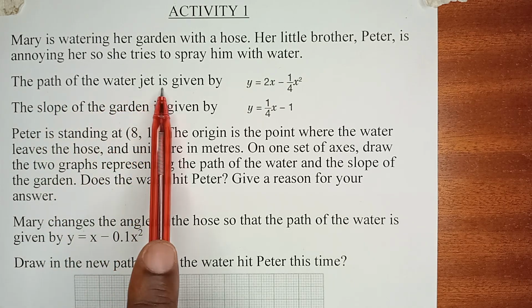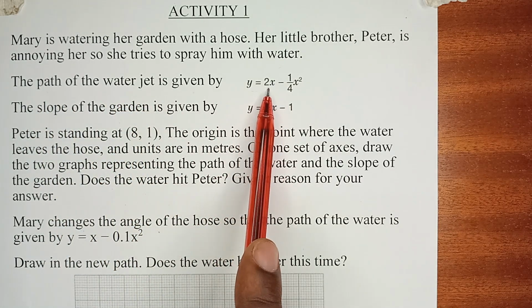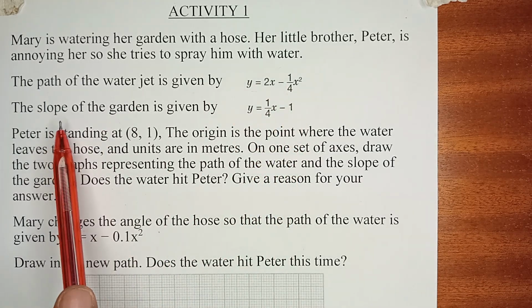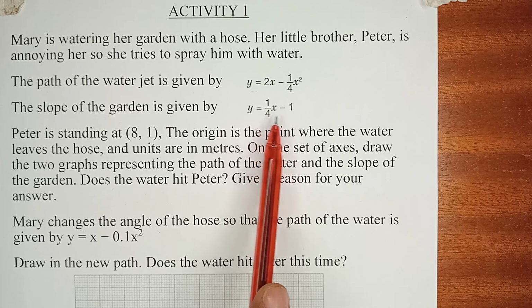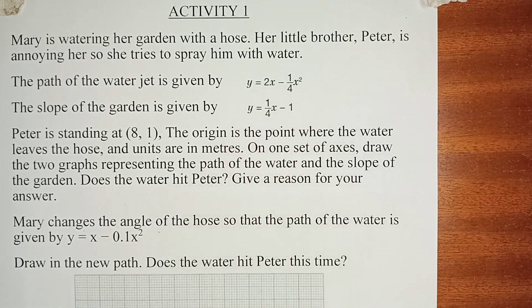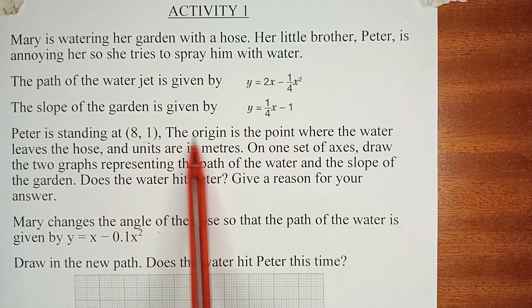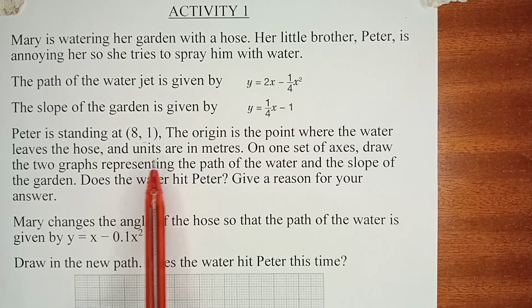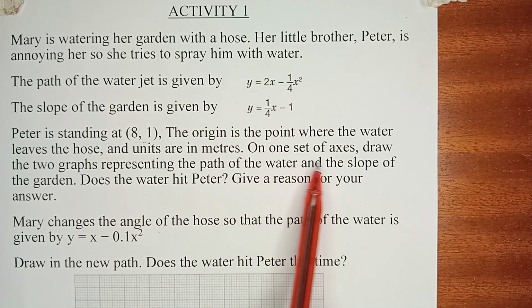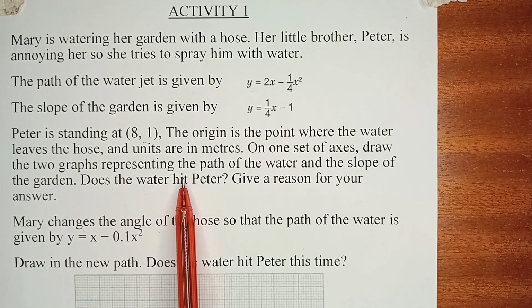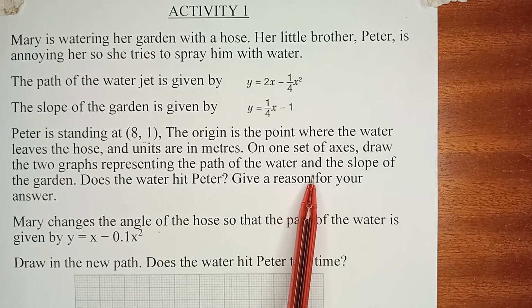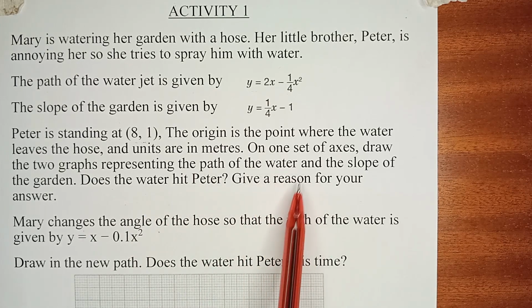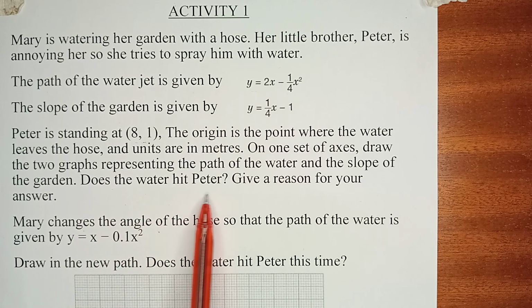The path of the water jet is given by the equation y equals 2x minus a quarter x squared, and the slope of the garden is y equals a quarter x minus 1. Peter is standing at coordinates (8, 1). The origin is the point where the water leaves the hose, and units are in meters. On one set of axes, draw the two graphs representing the path of the water and the slope of the garden. Does water hit Peter? Give a reason for your answer.